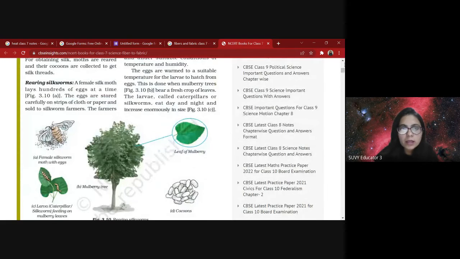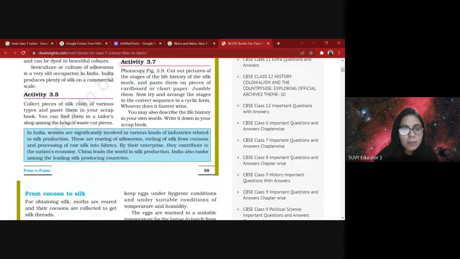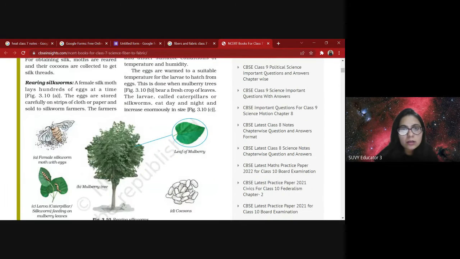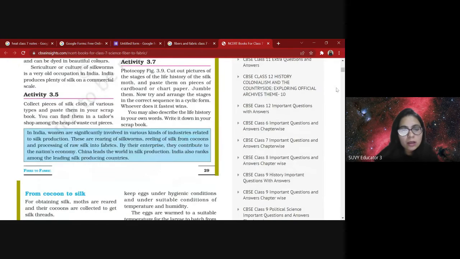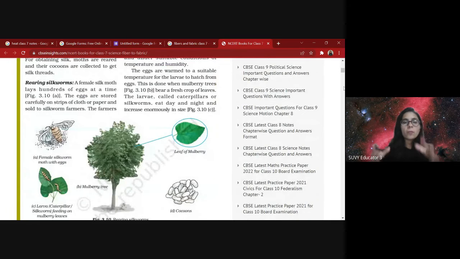Yeah, farmers. Then what happens? Farmers keep the eggs under hygienic and suitable conditions, and the proper temperature and humidity is provided to the cocoons. These cocoons are very important, as they will grow, and from these cocoons farmers obtain the fibers.